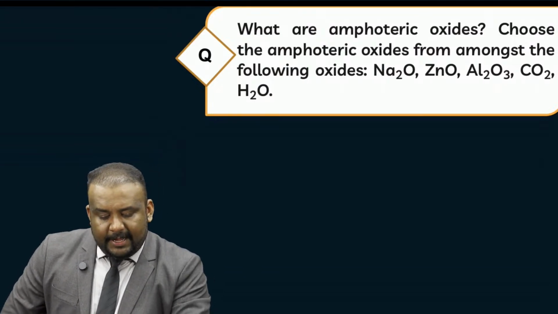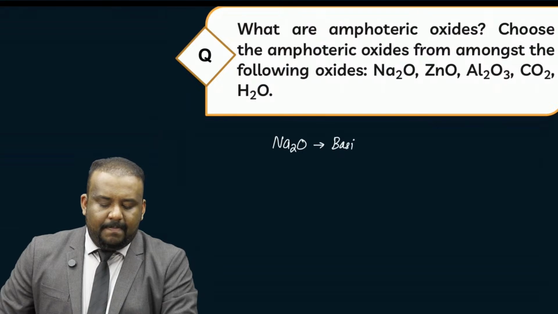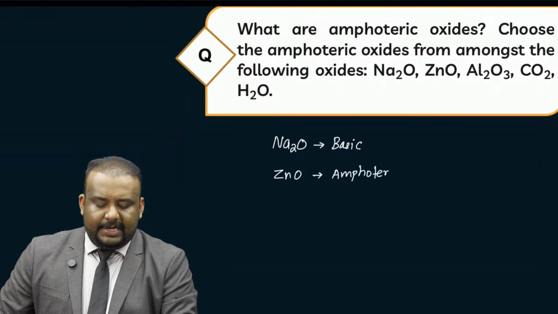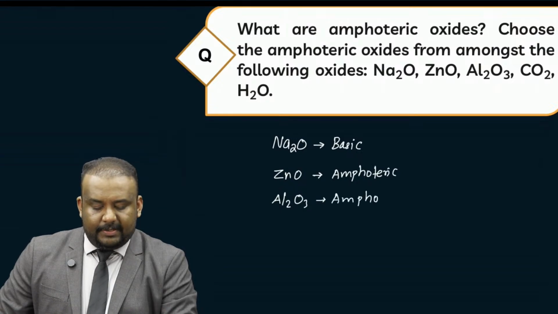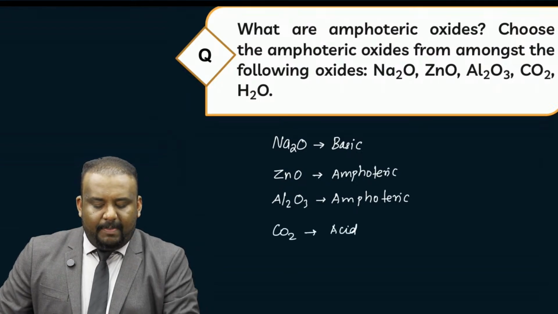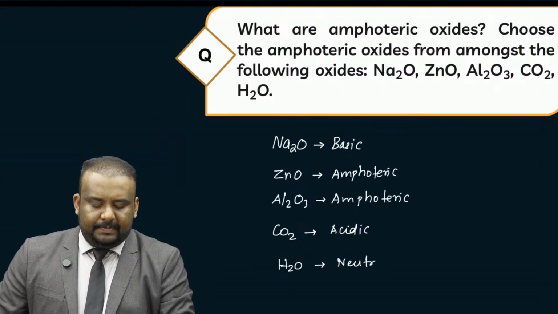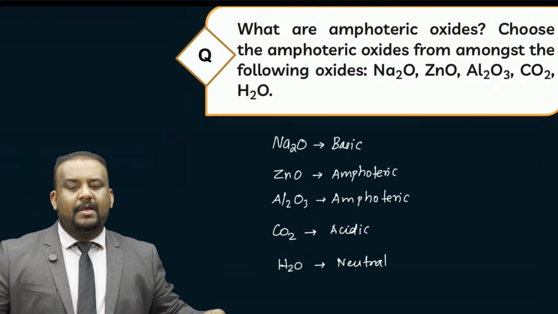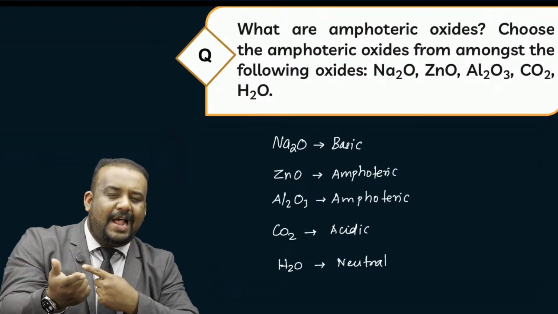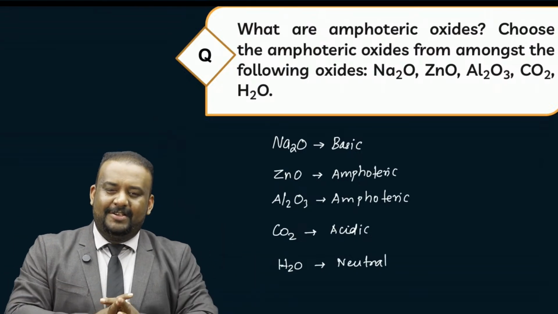Okay, let's see. How about Na2O? What kind of oxide is it? Na2O is a basic oxide. ZnO is an amphoteric oxide. Al2O3 is also amphoteric. Then we have carbon dioxide. Carbon dioxide is a non-metallic oxide, so it's going to be acidic. And H2O is neutral. Clear, right? Amphoteric means either acidic or basic. Neutral means neither acidic nor basic. Hope it is clear.